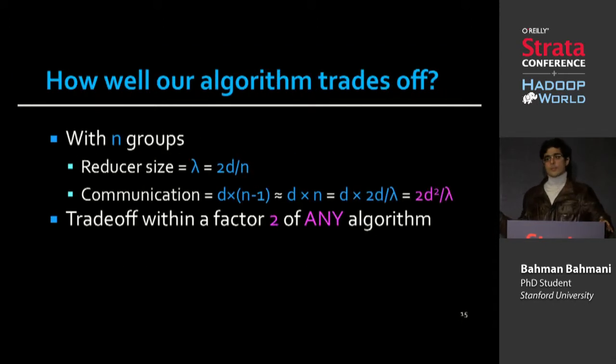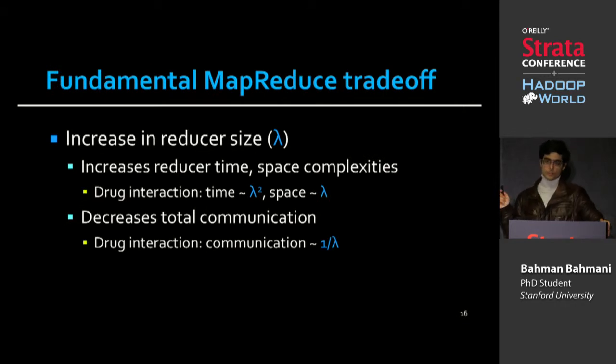So this means that this algorithm that we have, the trade-off it's getting is within a factor 2 as good as any other algorithm. And if you think a little bit more carefully, you can actually remove this factor 2 as well, but I'm not going to go into that. So this example teaches us 2 lessons.